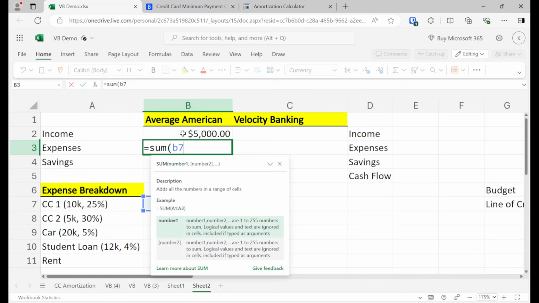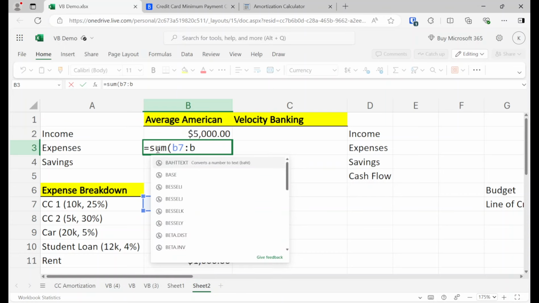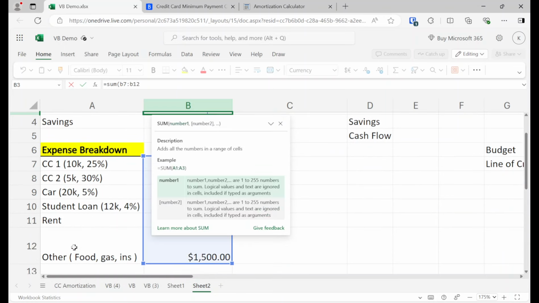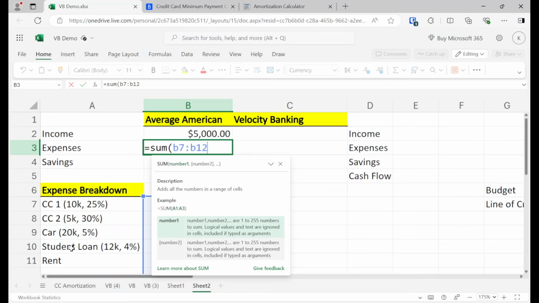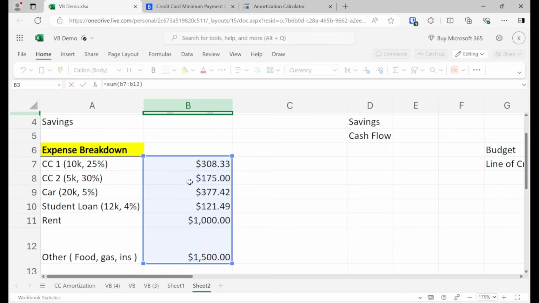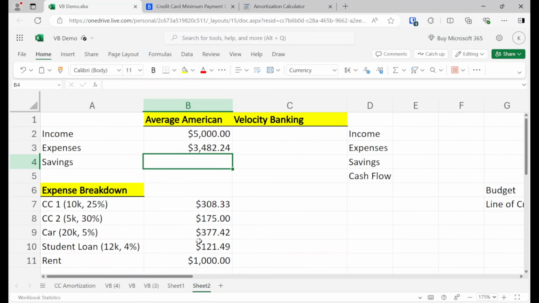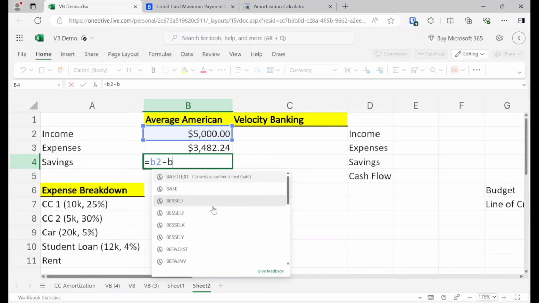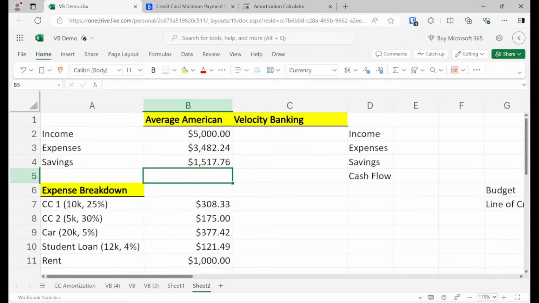All right, so now I'm going to go ahead and sum up these expenses. B7 colon B, whatever the last line item is, which is 12. So B7 colon B12. And then it sums up everything right here, right? And then we get to know our expenses. And then our savings, which is B2, our income minus our expenses, B3, right? And so, okay, this is respectable, saving about $1,500 a month, right?